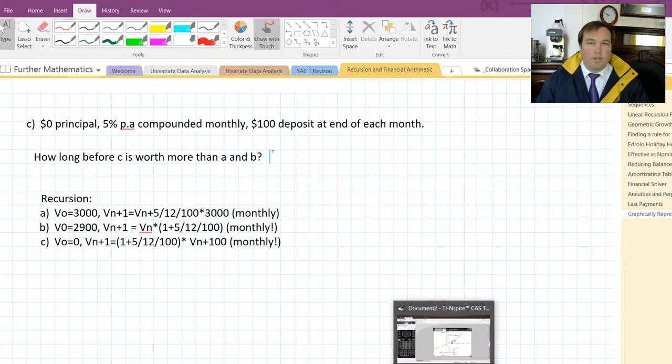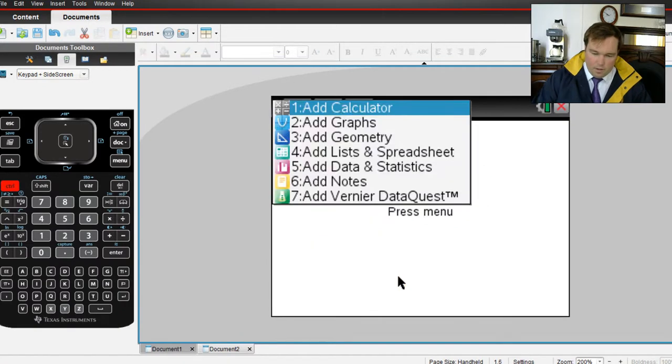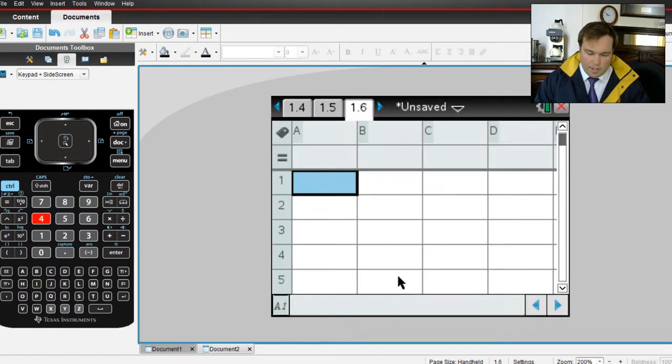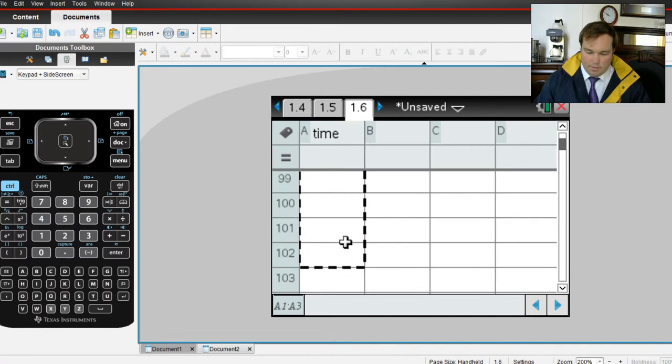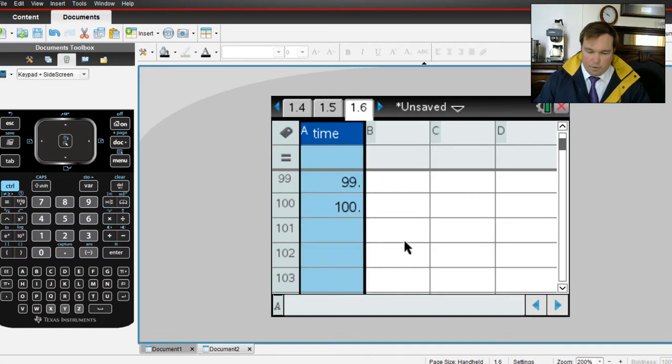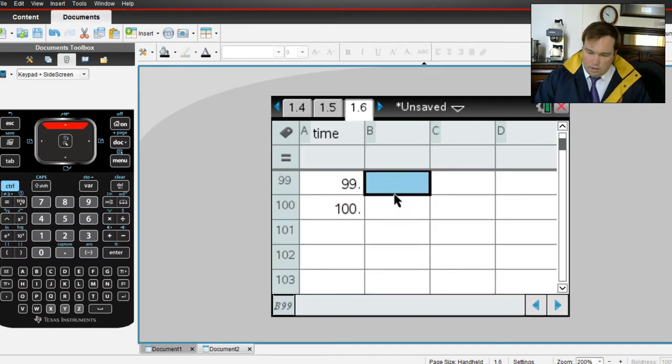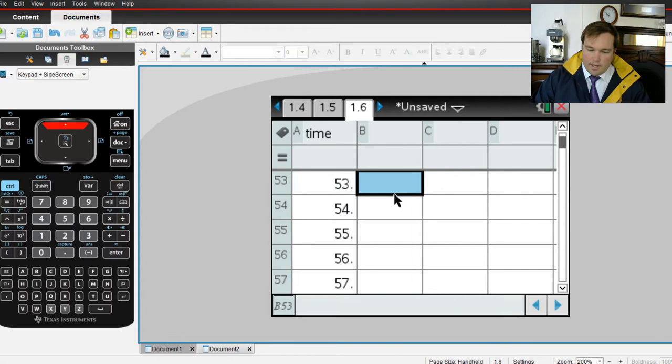Let's look at how we can graph that. Well, first of all, we want lists and spreadsheets. And this is going to be time. And we are going to do 1, 2, 3, etc. And these are months. And we want quite a few of them. Let's go out to, say, 100 months. So, a few. And then this here is, let's go with option A.